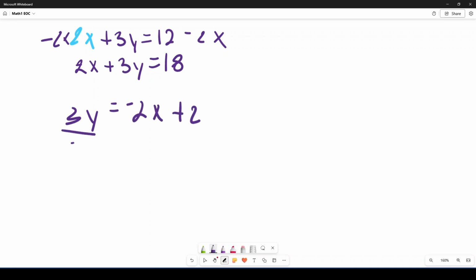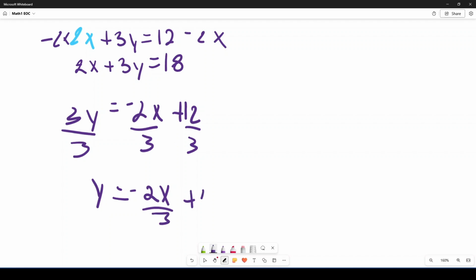Right, divide everything by 3. We want that y to be isolated. Okay, y equals negative 2x over 3 plus 4. Remember, if we have a fraction on the slope, that's perfectly okay. You don't need to find the actual decimal or a whole number. You can just leave it as is, okay? So let's do the same on the bottom.